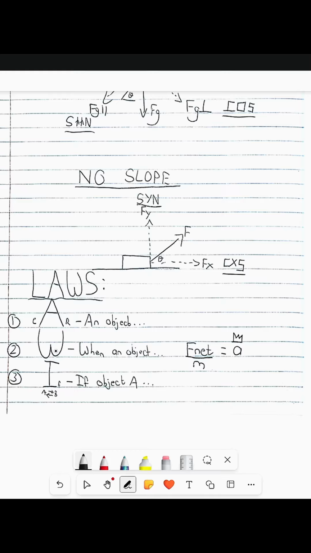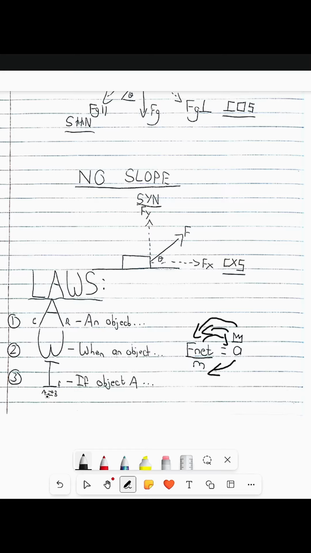Our second law over here starts with a W. So we have "when an object", but then the other important part for the second law is that acceleration is king. It is all about acceleration and working with this formula. So when an object experiences a net force, it accelerates in the direction of the net force. The acceleration is directly proportional to the net force and inversely proportional to the mass of the object.